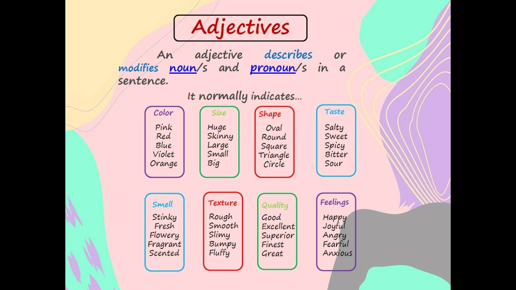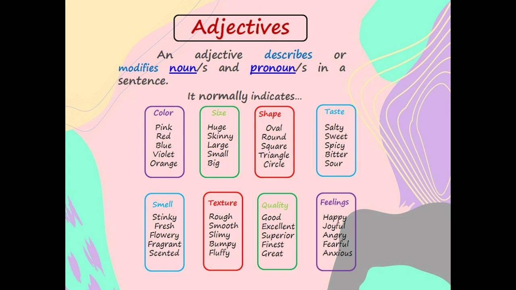And some words that we use to describe smell of objects are stinky, fresh, flowery, fragrant, scented. And to describe texture, we use the words rough, smooth, slimy, bumpy, fluffy. And to describe the quality of certain objects, we use good, excellent, superior, finest, great. And for feelings, some words that we use are happy, joyful, angry, fearful, and anxious.